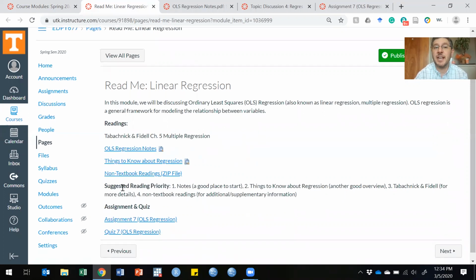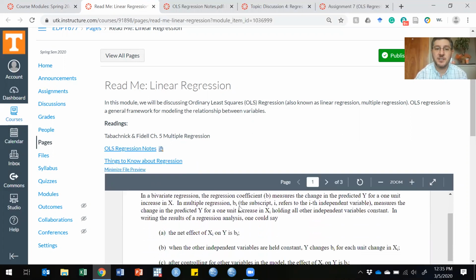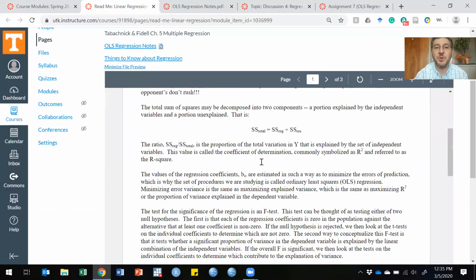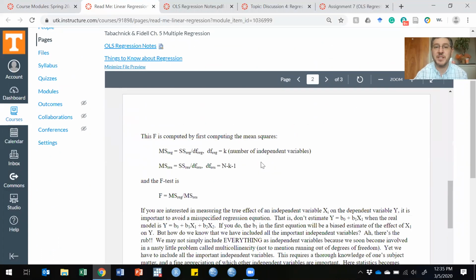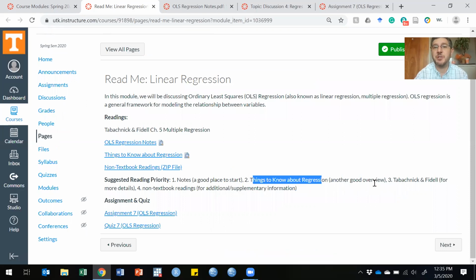And I've also given a suggested reading priority list. I'd probably start with the notes that we're going to talk through in a second, the things to know about regression. The second document was a document one of my professors gave me in grad school. I thought it was a good document to share. It goes over some important things to know about regression analysis. So I thought I'd share it.